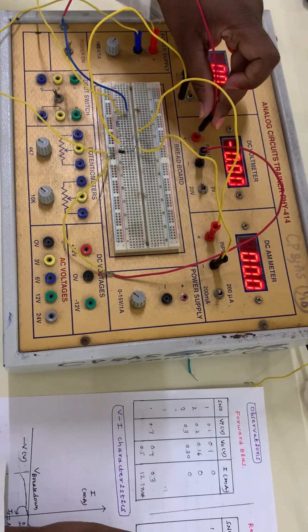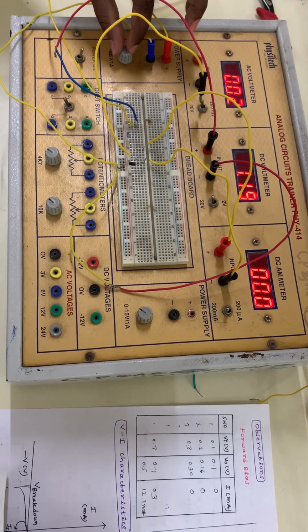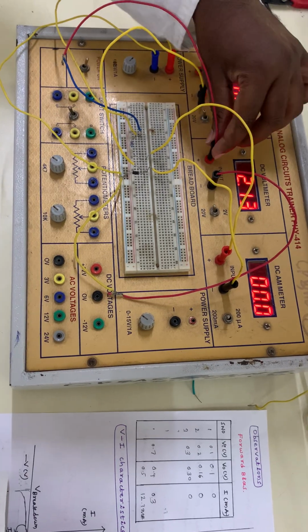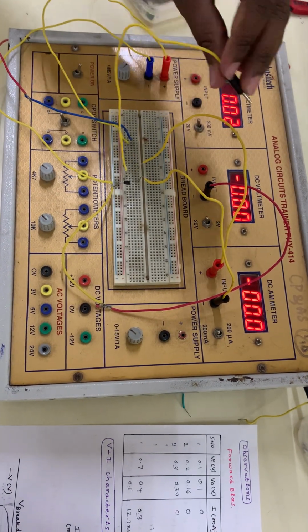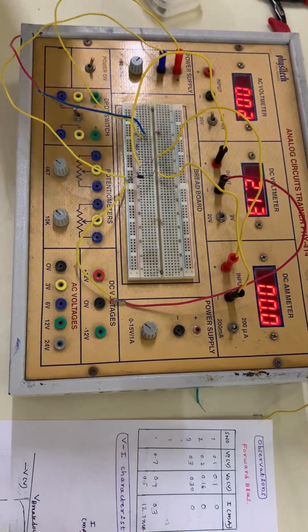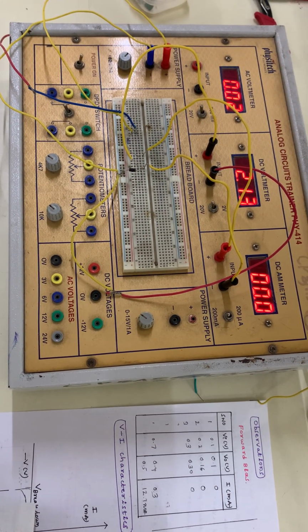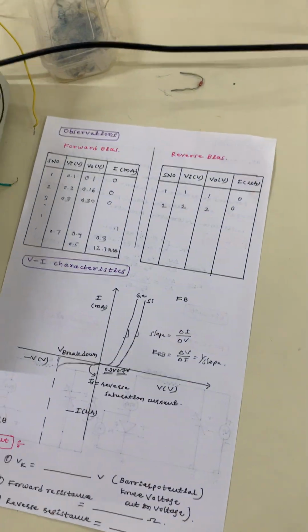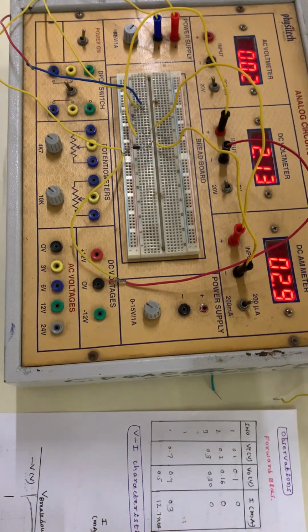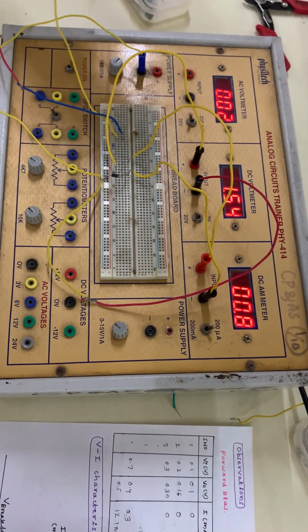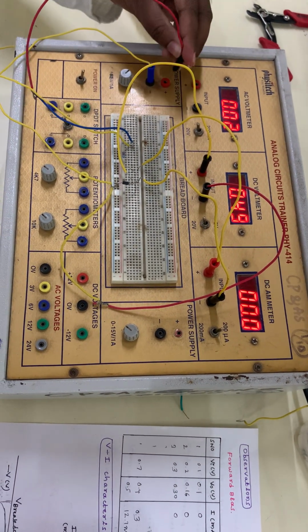Next you take input voltage 2 and apply it. Then you are able to see the output voltage and output current, the second reading being 2. Output current is in terms of micro, you have to take it in microamps. The current is coming 2.8. Now you apply the input voltage further.